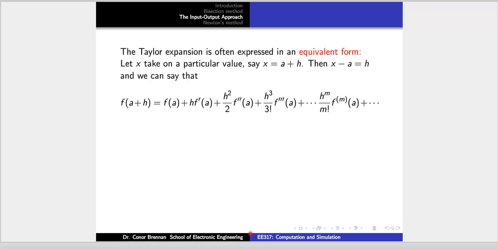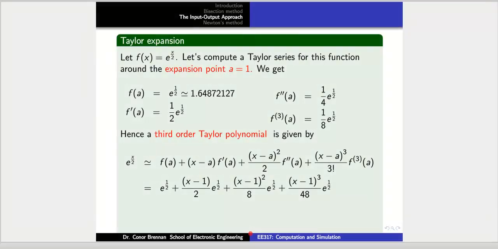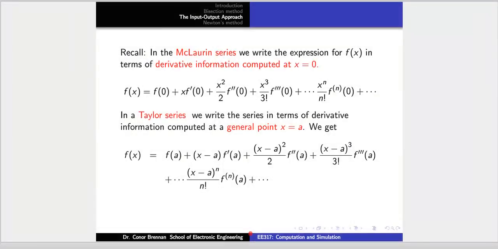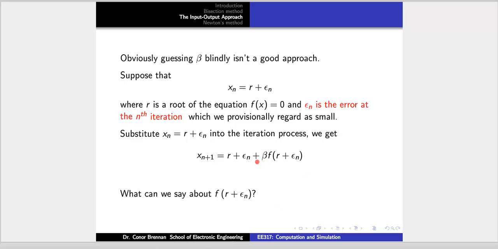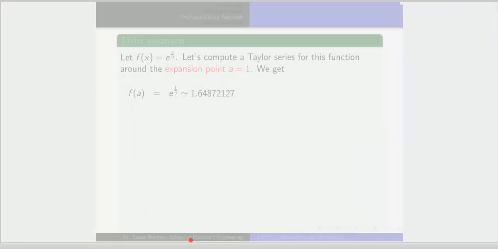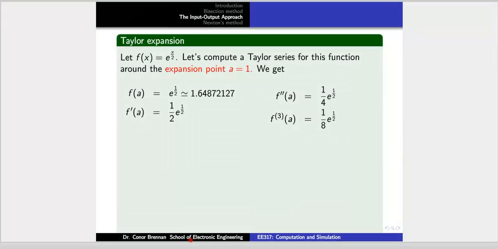Okay. Now, let's go back a few slides just very temporarily to see where we stopped talking about our input-output algorithm. In our input-output algorithm, we had got to this point here. Where are we? Here it is. This is where we got to. And we wanted to see, well, what can we say about f of alpha plus epsilon n? Can we do something with this? Turns out we can. Because here's our Taylor series.